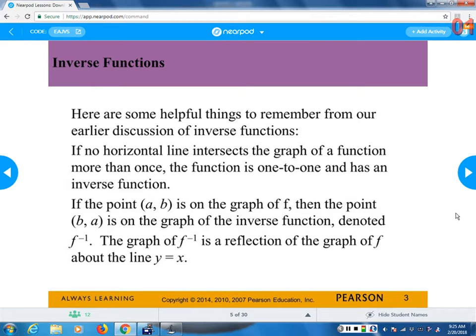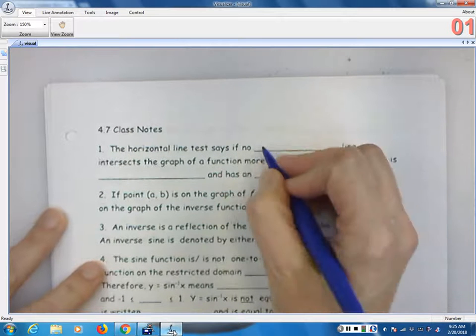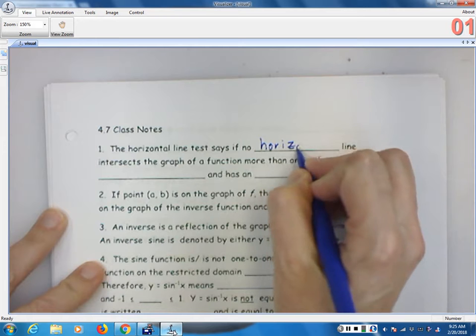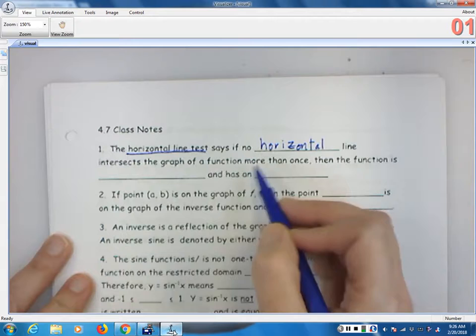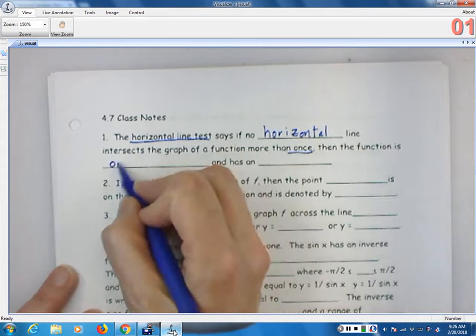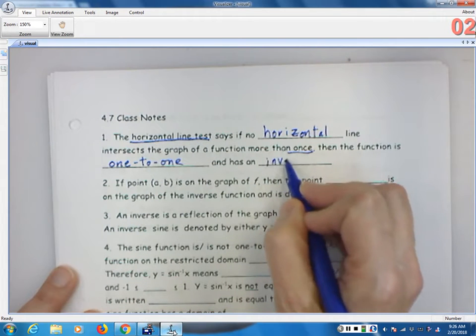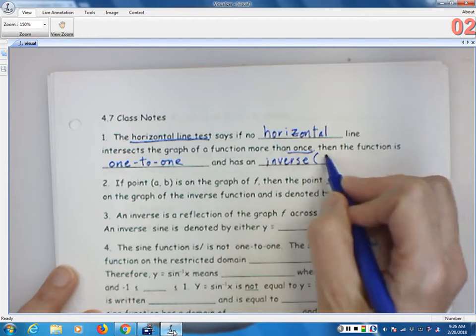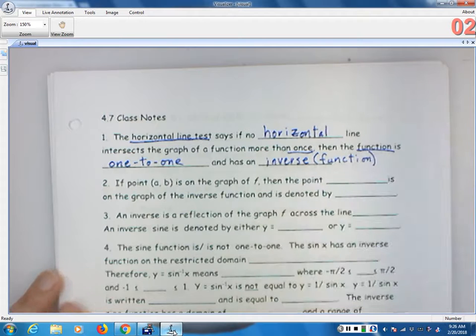So in 4.7 class notes, the horizontal line test says if no horizontal line intersects the graph of a function more than once, then the function is one-to-one and has an inverse. And when we talk about inverses, they have to be functions. It has to be a function, it says that right there.